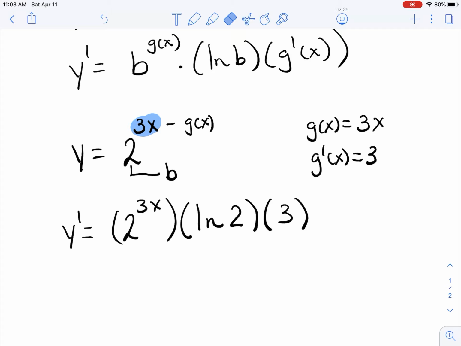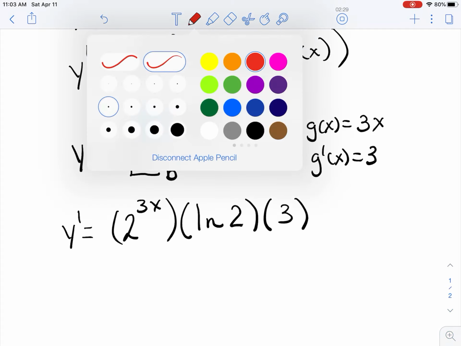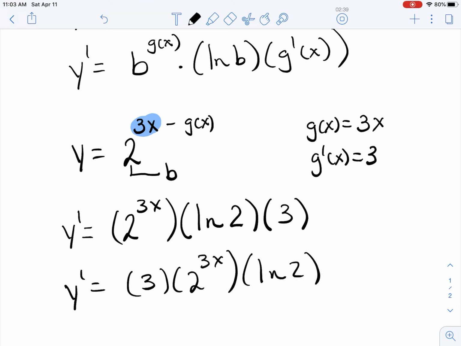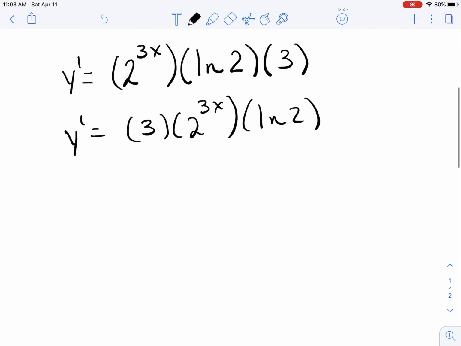And if you want, you can rearrange the parts. Go back to this. You just rearrange it and say 3 times 2 to the 3x times natural logarithm of 2, but not necessary.